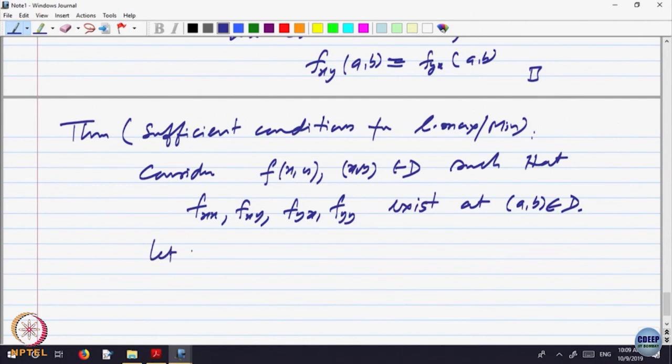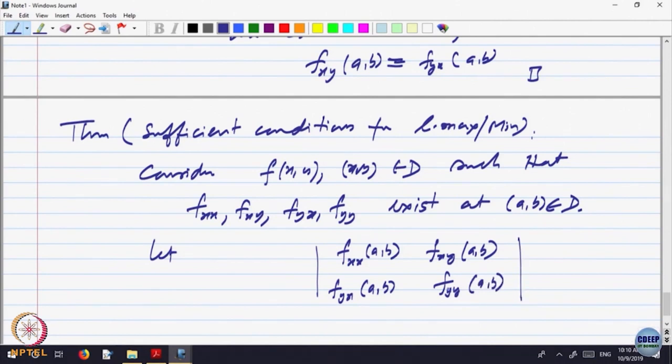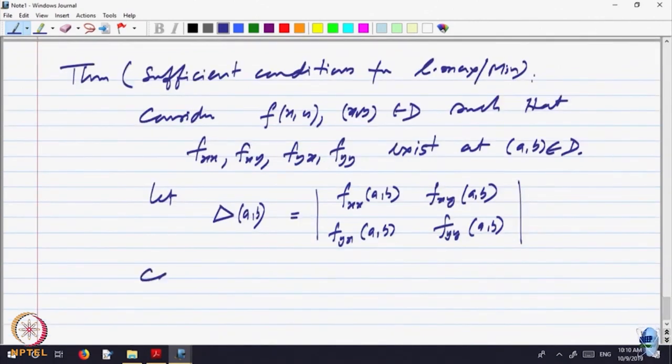Define, so let us look at the 2 by 2 determinant: fxx at the point (a,b), fxy at (a,b), fyx at (a,b) and fyy at (a,b). So this is a 2 by 2 determinant whose first row has the second order partial derivatives fxx and fxy, and second row is fyx and fyy. This determinant is called the discriminant of f at the point (a,b).